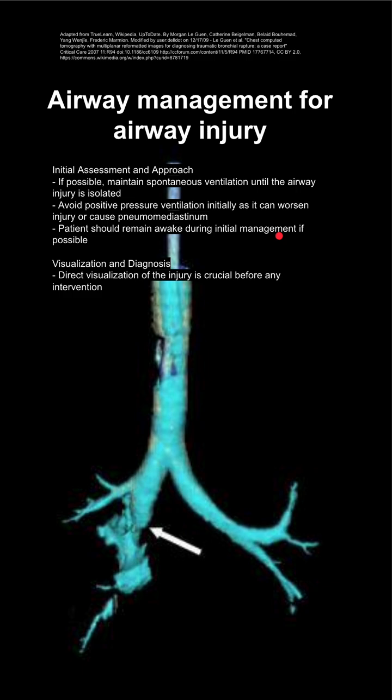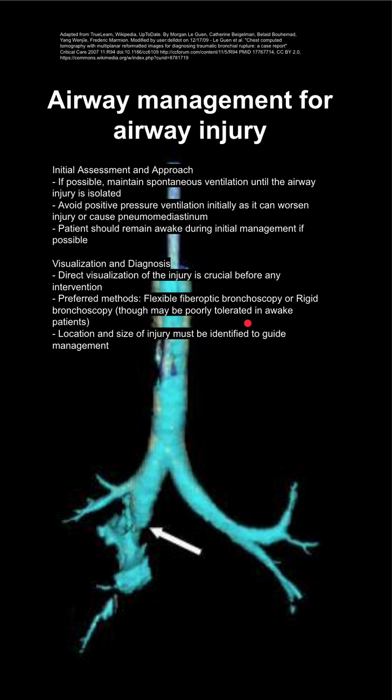You want to visualize and diagnose the airway injury if possible. Direct visualization of the injury is crucial before any intervention. The preferred method is flexible fiberoptic bronchoscopy or rigid bronchoscopy, although this may be poorly tolerated in awake patients. The location and size of the injury should be identified to guide management.